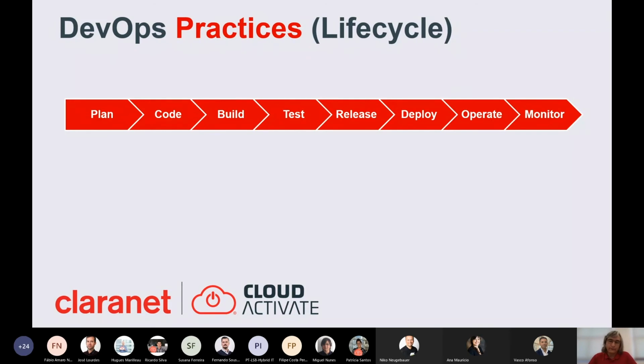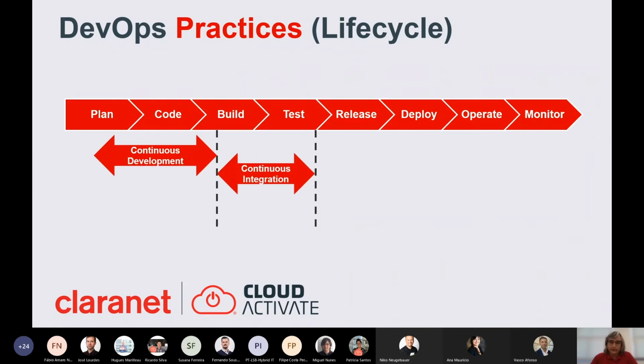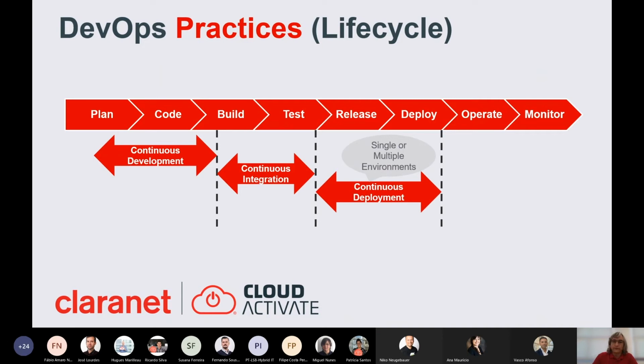These cross-functional teams should adopt the following practices. By planning and coding, they work towards continued development. By building and testing their code, they can achieve continuous integration. By assembling releases and deploying them to single or multiple environments, they perform continuous deployment. And by operating and monitoring each environment, they can provide continuous monitoring.